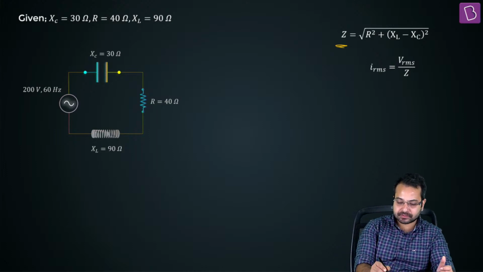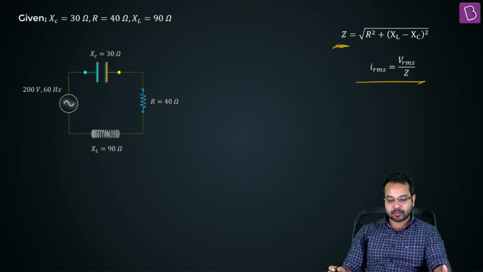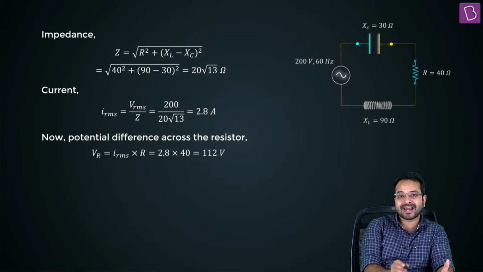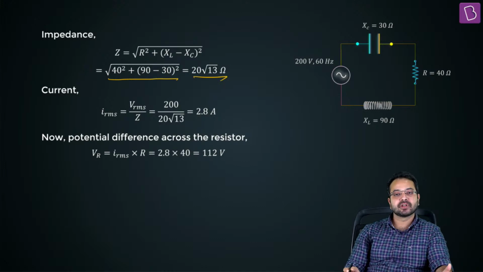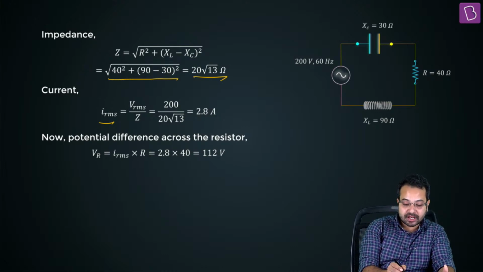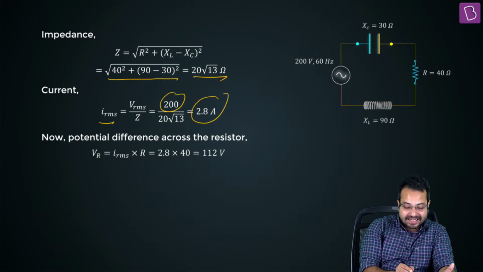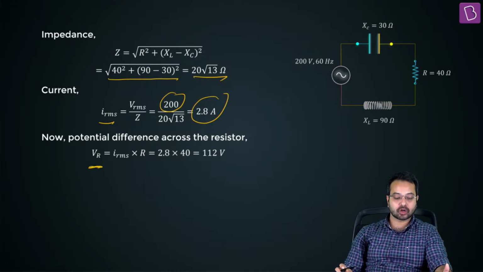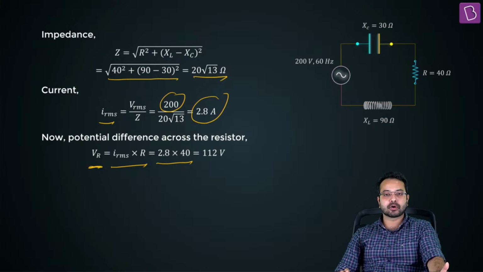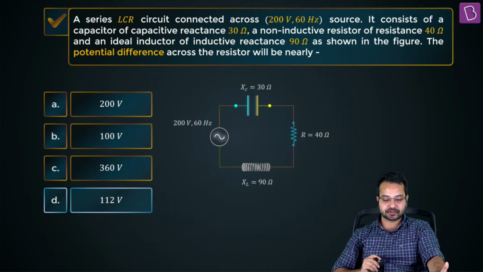All right, getting back to this question, we can calculate the impedance. Once we calculate the impedance, IRMS is going to be VRMS upon Z. We have all the values of R, XL and XC, so we can calculate the value of Z. Then we can calculate IRMS, which is VRMS upon Z. We know VRMS is 200 volt. Then we can find the current, which is going to be 2.8 ampere, and then the RMS potential difference across the resistor is going to be IRMS into the resistance. So this is 2.8 into 40, which comes out to be 112 volt. So option D is going to be the correct option.